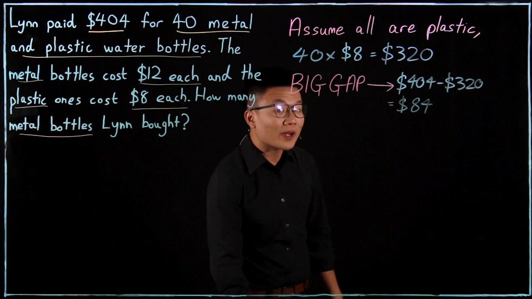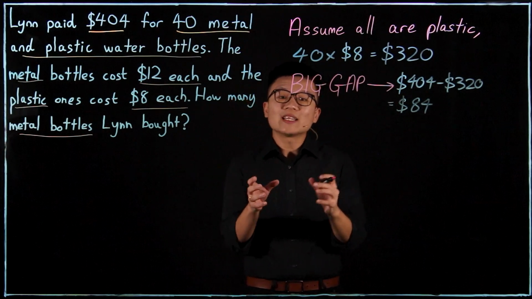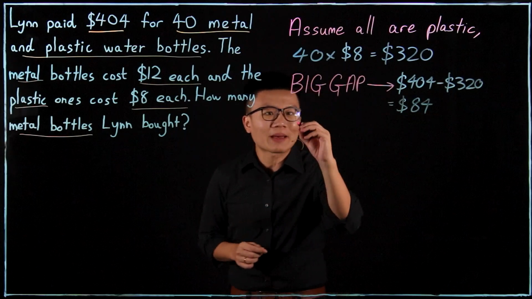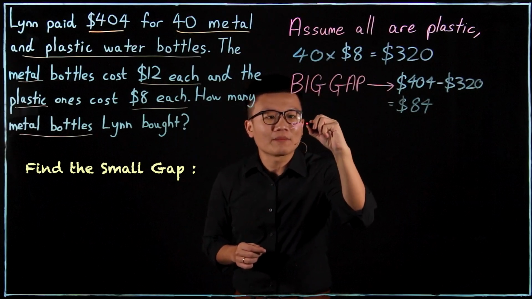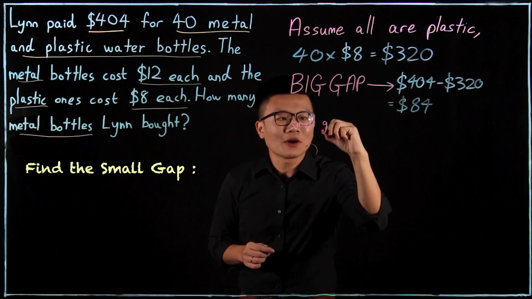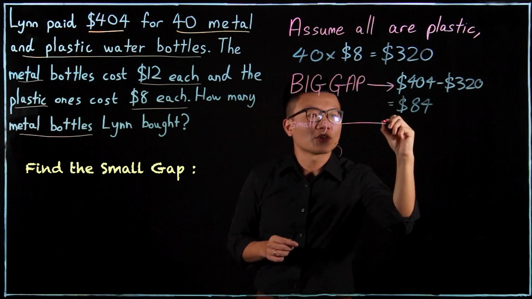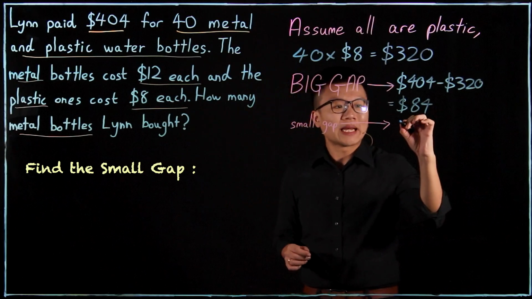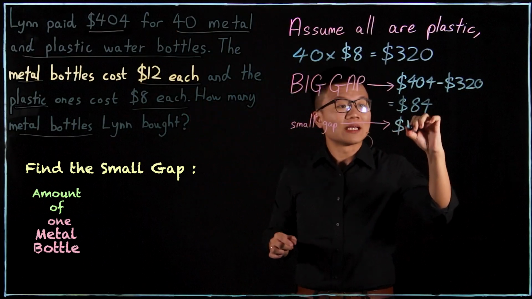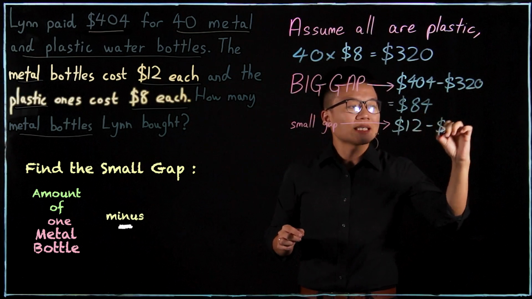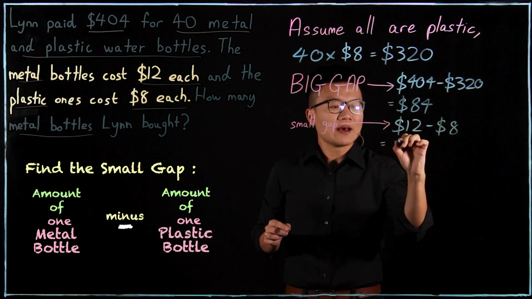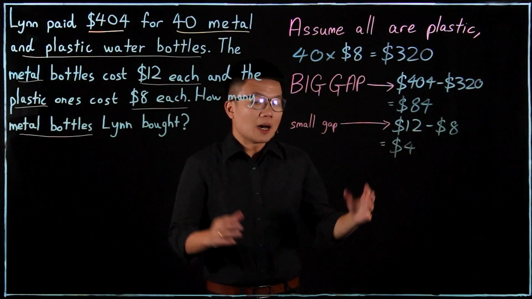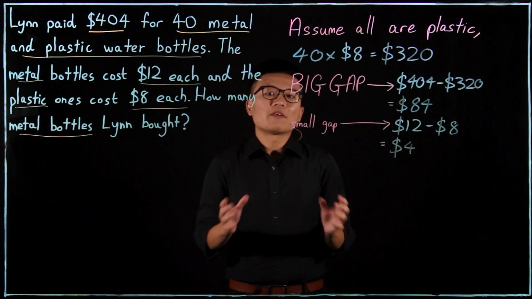Next, we have a small gap. Small gap means the difference between one plastic bottle and one metal bottle. So we write small gap, really, really small, right? Small gap. So remember, this is between one plastic bottle and one metal bottle. So metal bottle will be $12. I subtract the plastic bottle, $8. It will be $4.